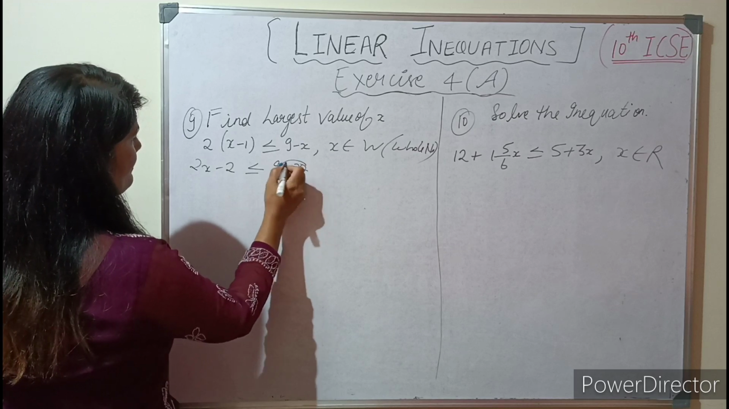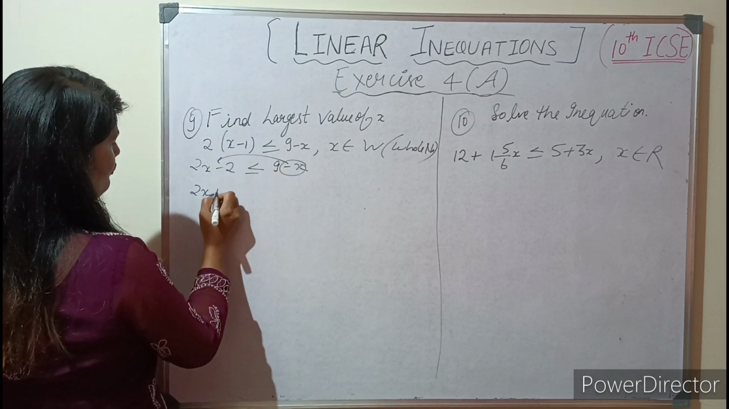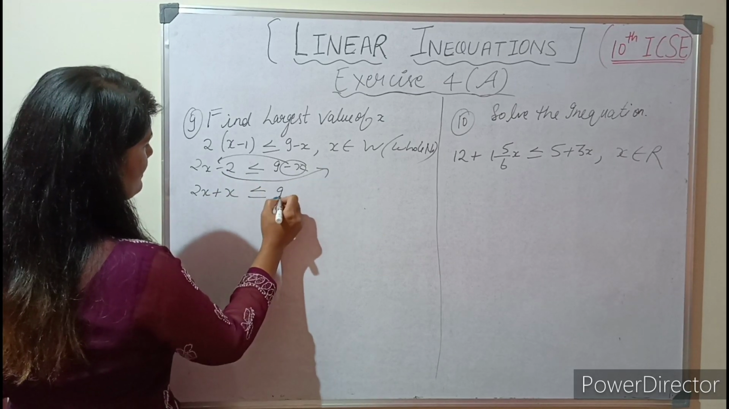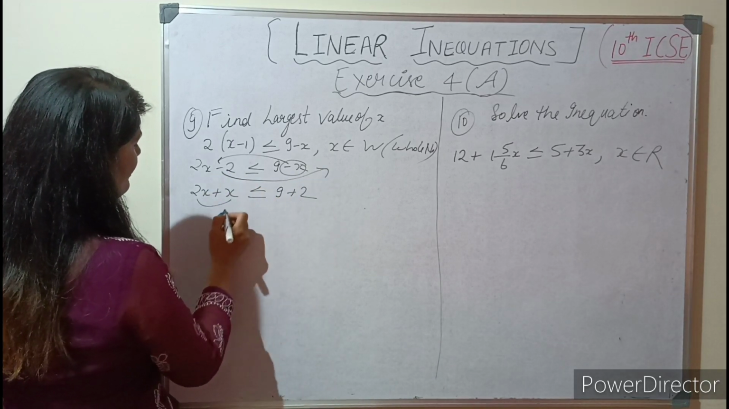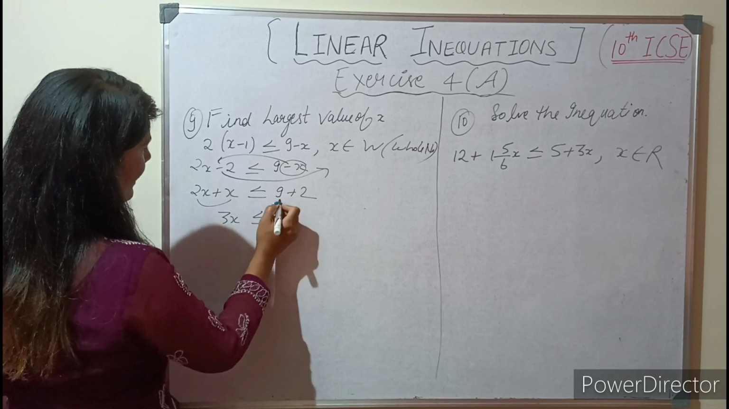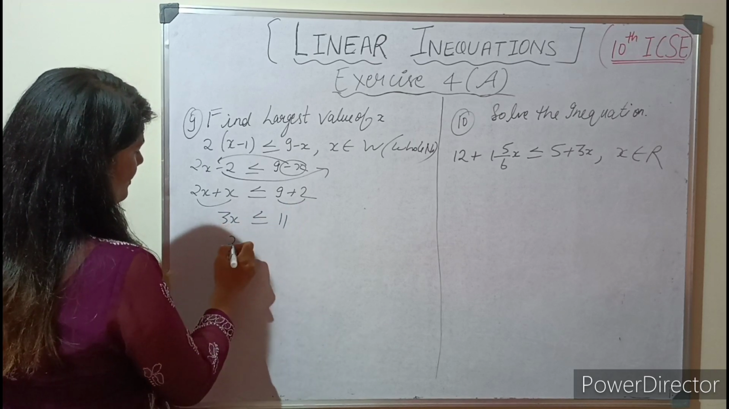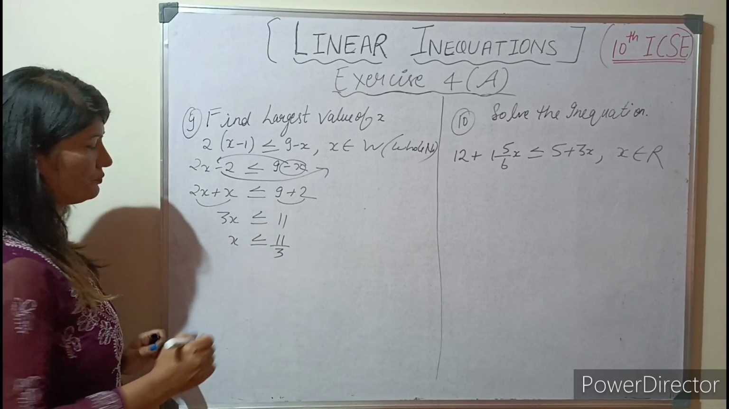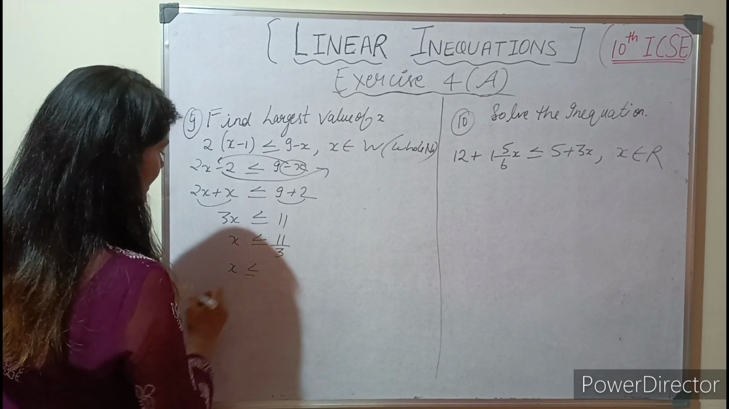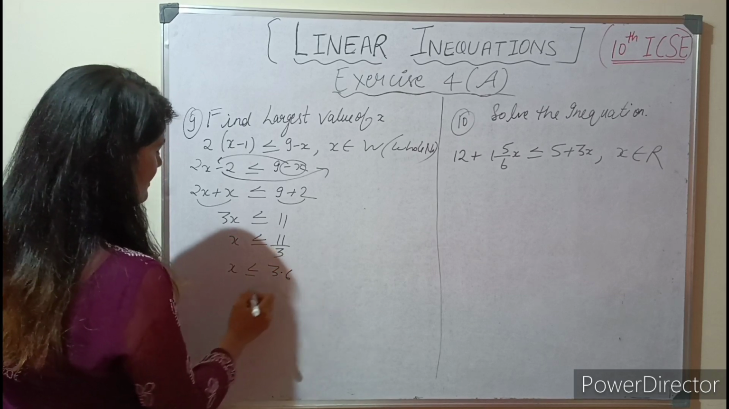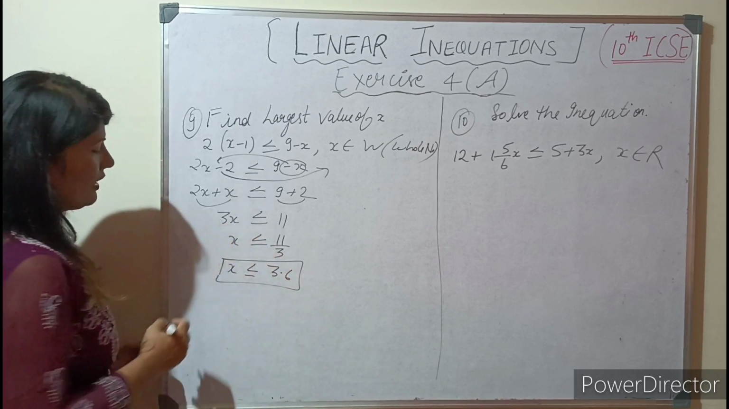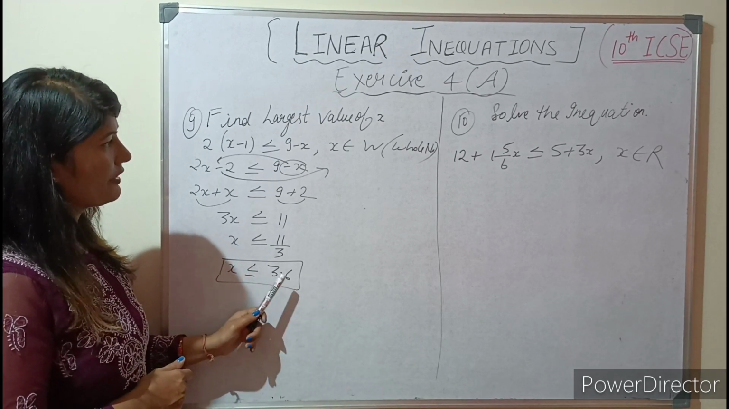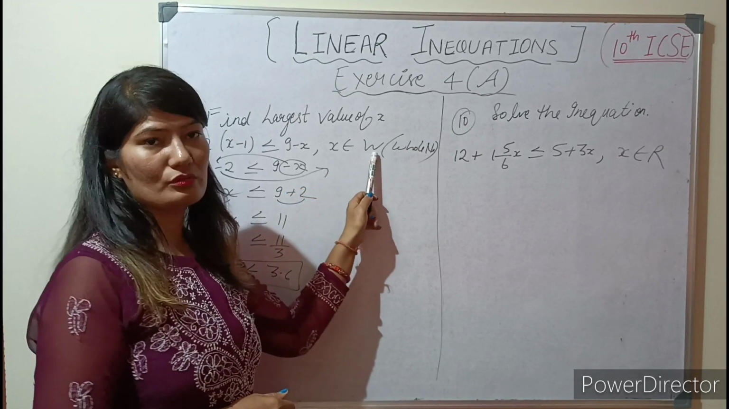Now this minus x will come to this side. This becomes 2x plus x, and this minus 2 will go to this side, and this is 9 plus 2. So 2x plus x is 3x, and 9 plus 2 is 11. So for the value of x, you will divide 11 by 3. And here your answer is 3.6. So the value of x is smaller than or equals to 3.6, and here x belongs to whole number.